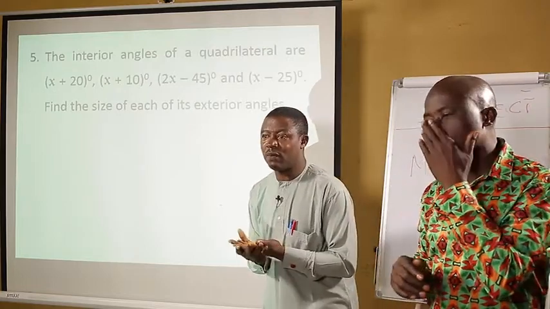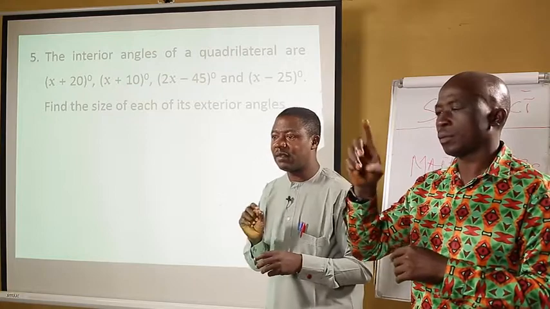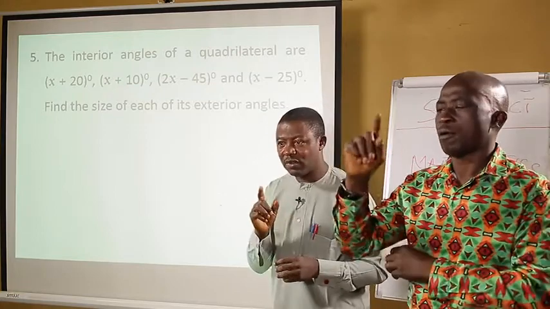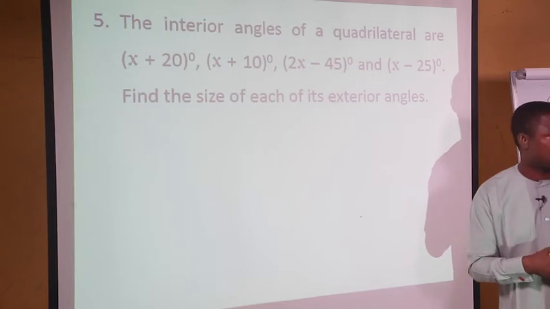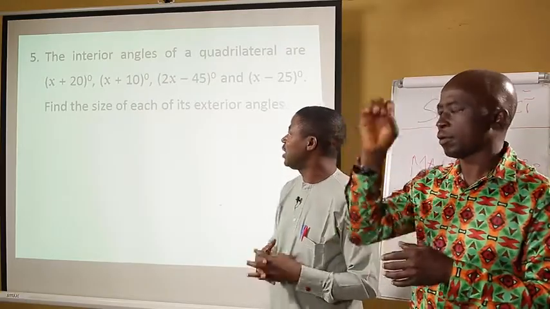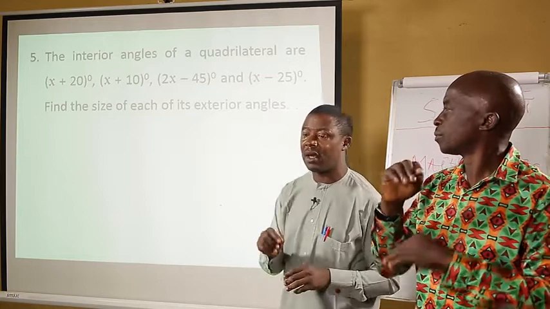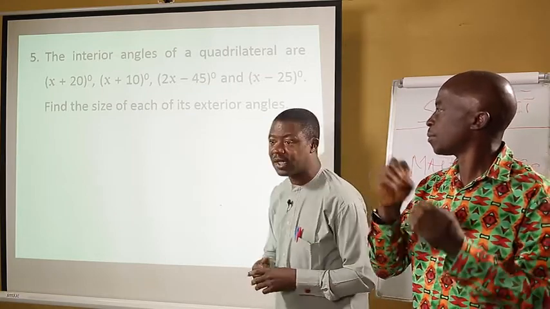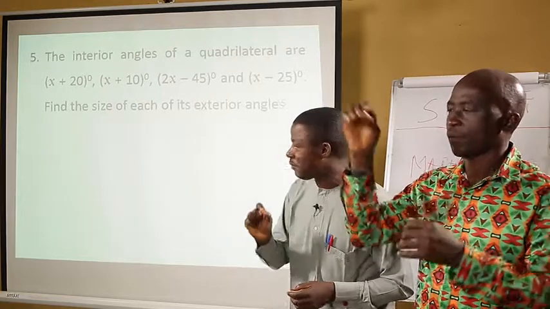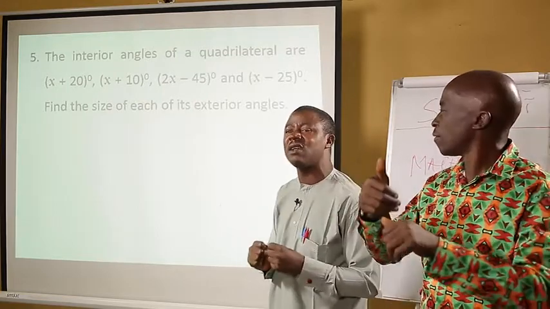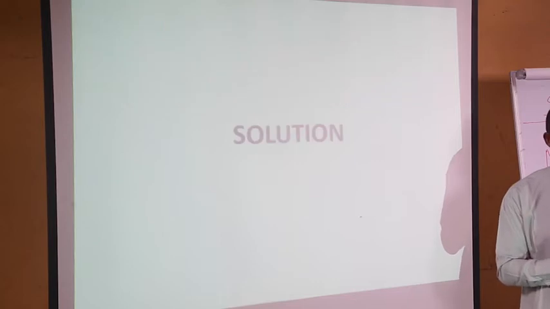The last example, example 5: the interior angles of a quadrilateral are x plus 20 degrees, x plus 10 degrees, 2x minus 45 degrees, and x minus 25 degrees. The question is: find the size of each of its exterior angles. Solution.